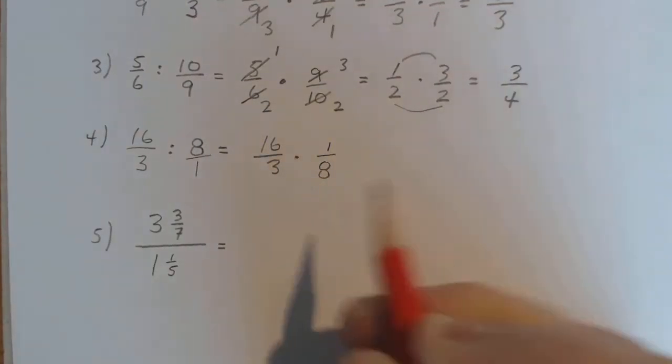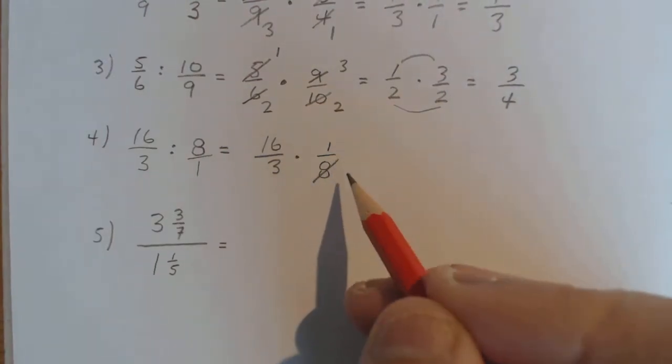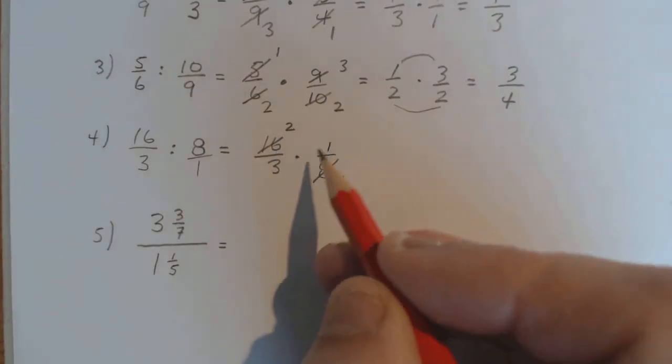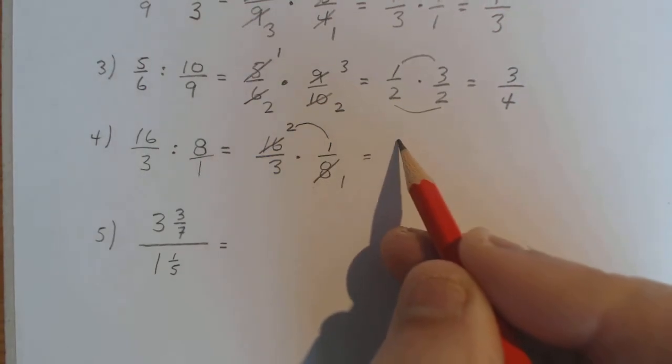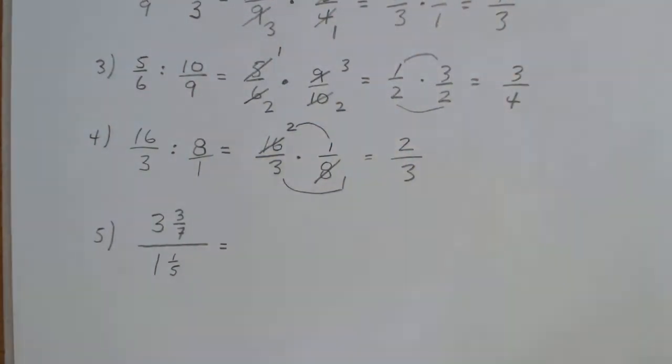And we change the operation to multiplication, and we just multiply now 8 into itself once, into 16 2 times. We now have 2 times 1 is 2, 3 times 1 is 3, answer 2 over 3.